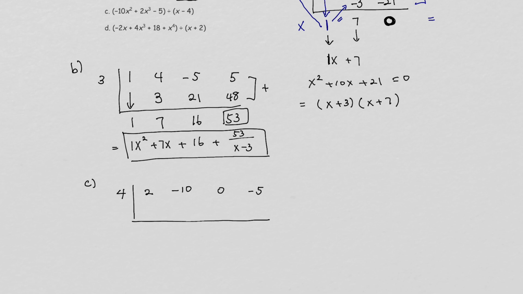So you're dividing with positive 4. Bring down the first value straight down. Now you have something to multiply. So you're doing 4 times 2, you get 8. When you add negative 10 to it, you get negative 2. 4 times negative 2, you get negative 8. Add 0, still negative 8. Negative 8 times 4 is negative 32. Add negative 5 will be negative 37.